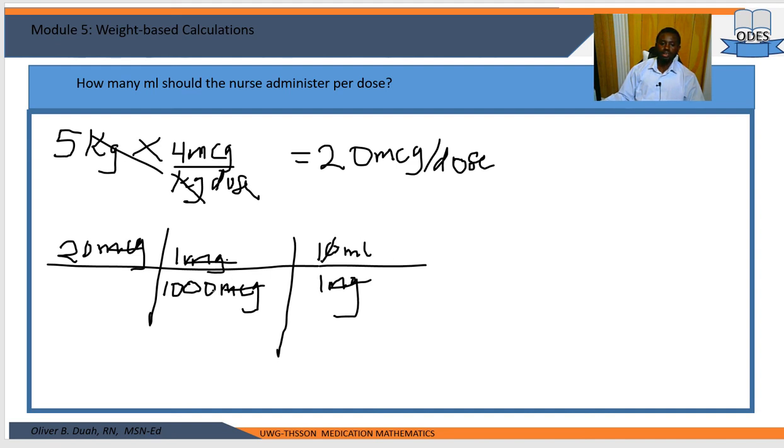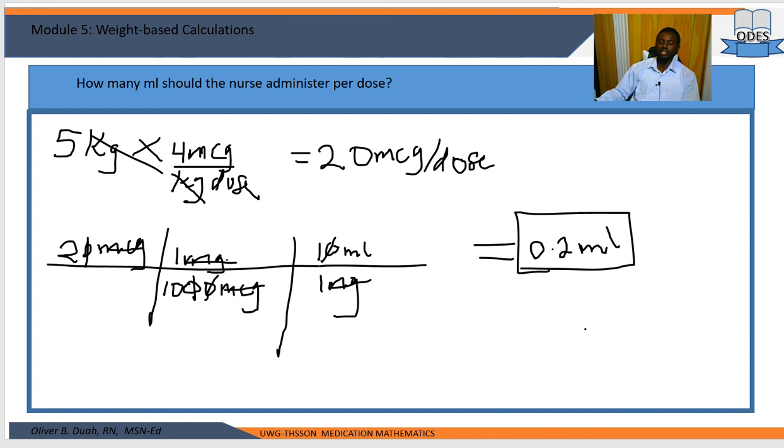Let's cancel some zeros, which will make our equation much simpler. And now we have 2 divided by 10. And so our answer is going to be 0.2 ml. So this is what the nurse should administer to the client per each dose, 0.2 ml.